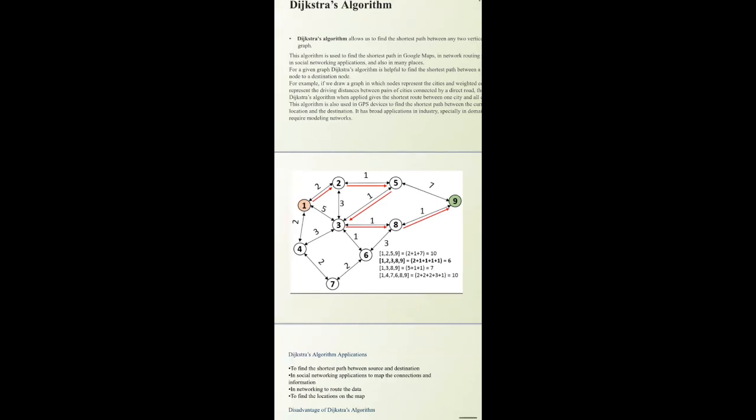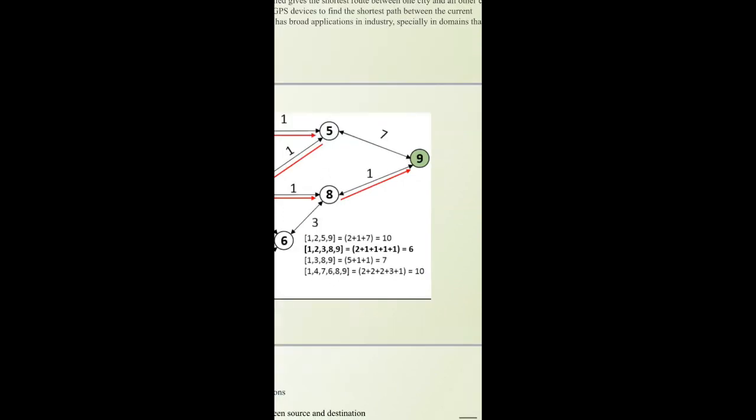The first path is 1 to 2, then 2 to 5, then 5 to 9. When we add the lengths, this is 10. The second method was 1 to 2, 2 to 3, 3 to 8, 8 to 9, and we sum all the lengths, which is 6. Next we can also move from 1 to 3, 3 to 8, 8 to 9, which is 7. And 1 to 4, 4 to 7, 7 to 6, 6 to 8, 8 to 9, and the sum of all lengths is equal to 10. So the shortest path is 6.